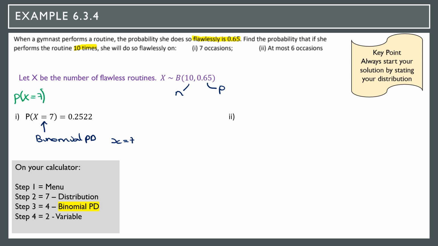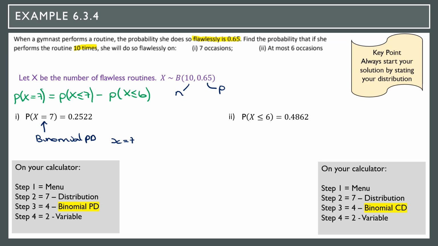It is also just worth mentioning that we can find the probability that x is exactly equal to 7 using the CD function on our calculators, but to do so we would have to find the probability that x was less than or equal to 7 and take off the probability that x was less than or equal to 6. So if you want to try that, you should get the same answer as we found for part I.